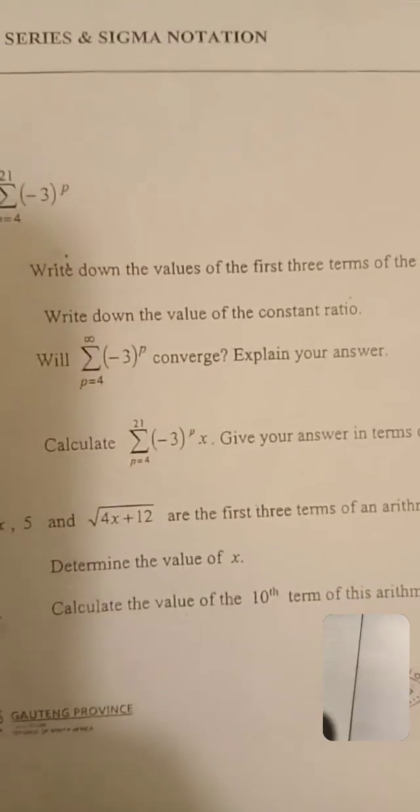Okay, just tell me what's the top value you have on top of that sigma? It's 21. And the bottom one? P is equal to 4. Oh, okay, I thought it was one of those variable type questions. Then brackets minus 3, in square root brackets, to the power of what? To the power P. And then multiply by x.